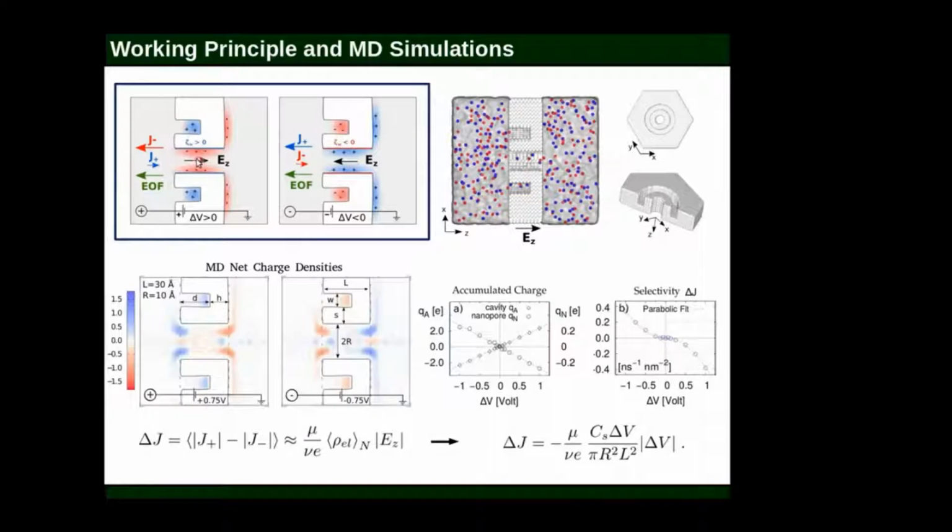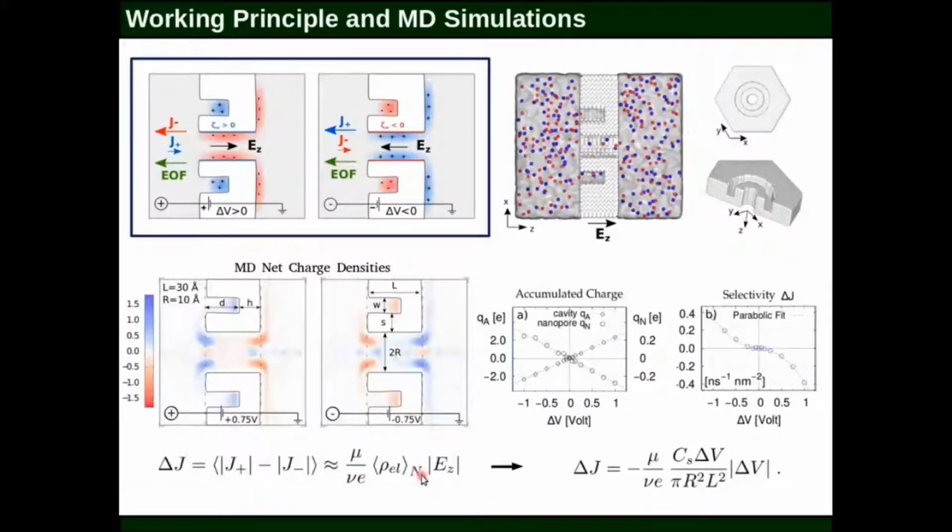The broken electroneutrality inside the nanopore will result in an imbalance between the positive and negative ionic fluxes. From molecular dynamics simulations, we find that the average accumulated charges inside the cavity and inside the nanopore are proportional to the external applied voltage, leading to a switching selectivity quadratically proportional to the external applied voltage.